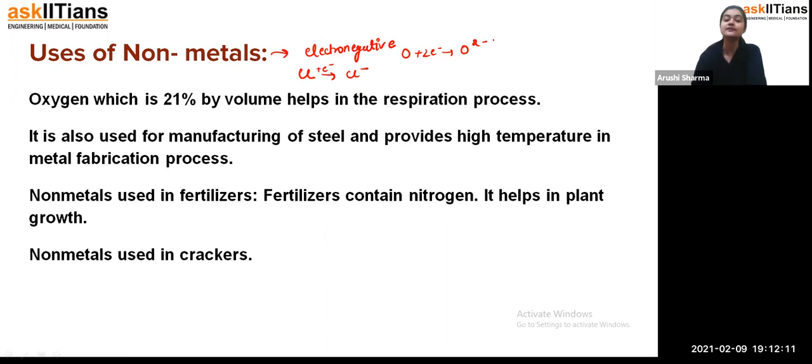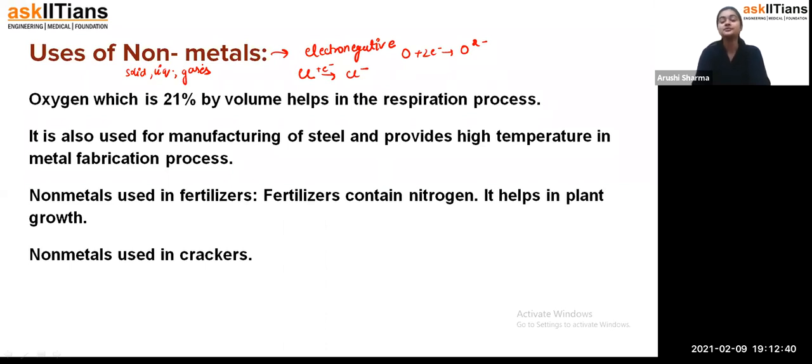And students, in their physical properties, non-metals can be solid, liquid, or gas, so they can exist in all three states. It's not only solid. Metals are solid in nature, but in non-metals we have solids, liquids and gases, all three types of state.